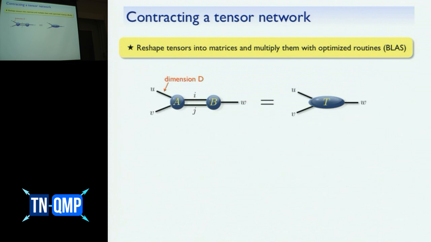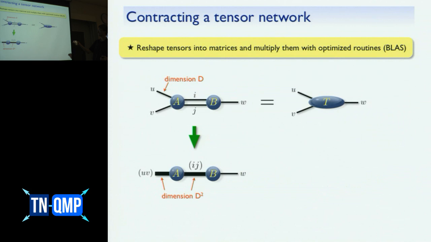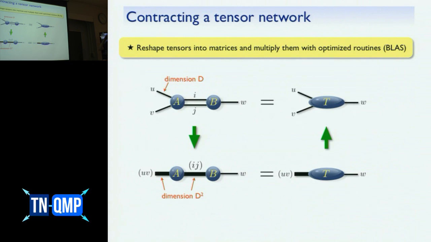So what is better to do is to actually reshape these tensors into matrices. So we can always combine this U and V index into one big index here of dimension D squared, and also this IJ here we can combine to one thick index. And then you see down here we simply have a matrix-matrix multiplication, and for that there exist really powerful Fortran libraries which you can use to do this matrix-matrix multiplication. You obtain a resulting tensor here, and then you just have to reshape this tensor back into a three-leg tensor, and that's how you get the result. Right? So this is typically the most efficient way how you can multiply two tensors together.